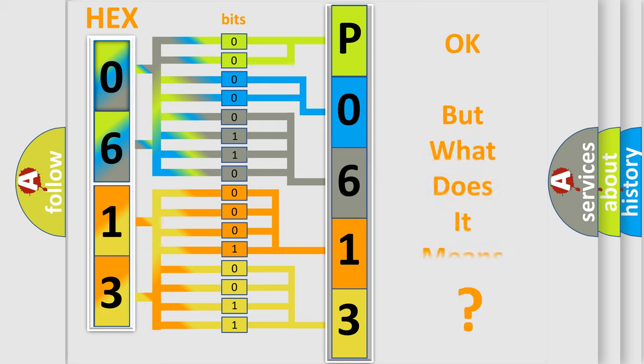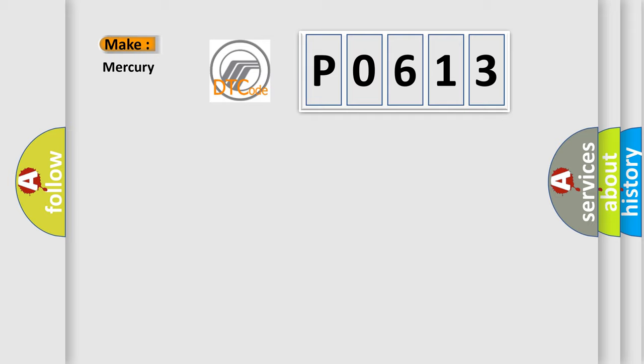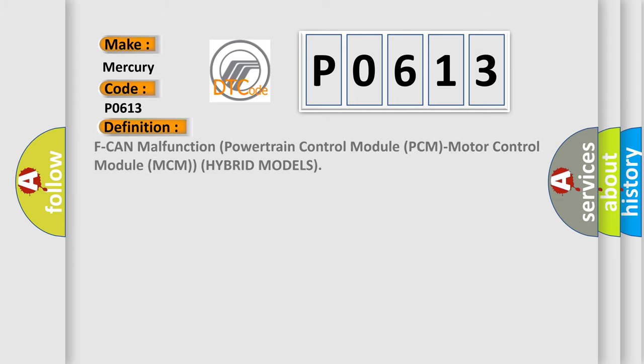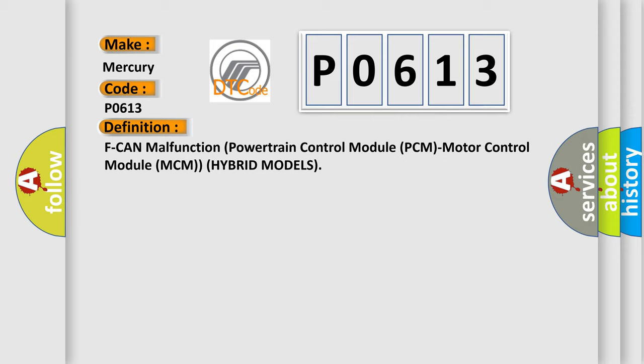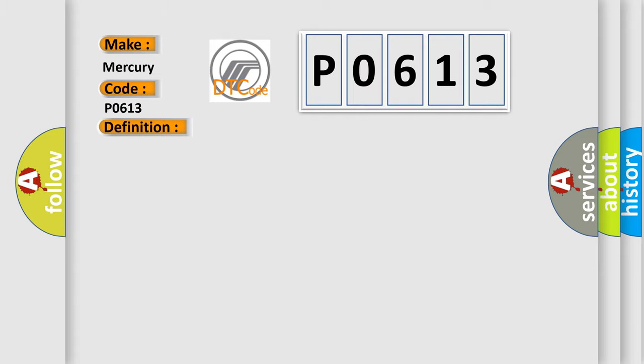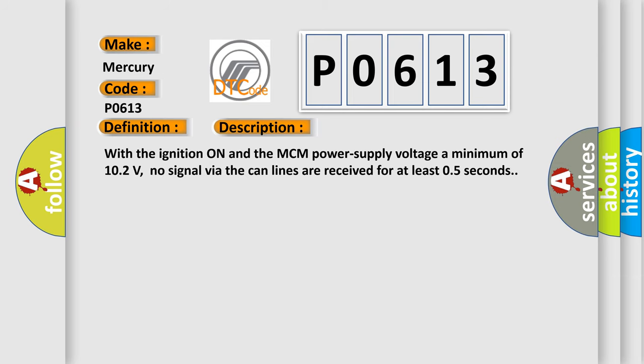The number itself does not make sense to us if we cannot assign information to what it actually expresses. So, what does the diagnostic trouble code P0613 specifically mean for Mercury car manufacturers? The basic definition is EFCON malfunction, powertrain control module PCM, motor control module MCM, hybrid models. And now this is a short description of this DTC code. With the ignition on and the MCM power supply voltage a minimum of 102 volts, no signal via the CAN lines is received for at least 0.5 seconds.